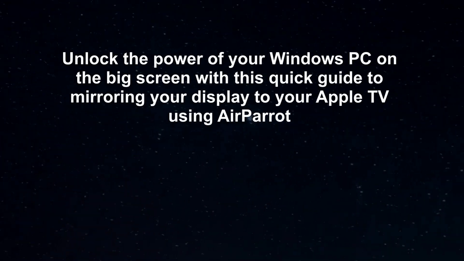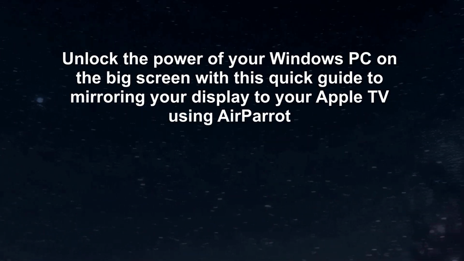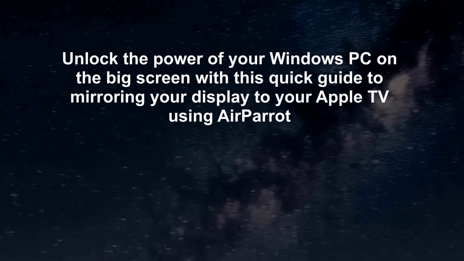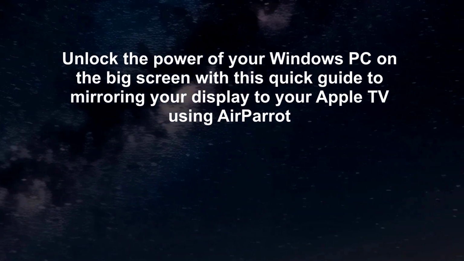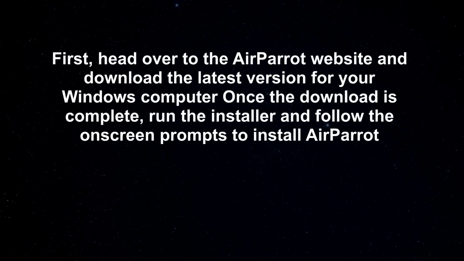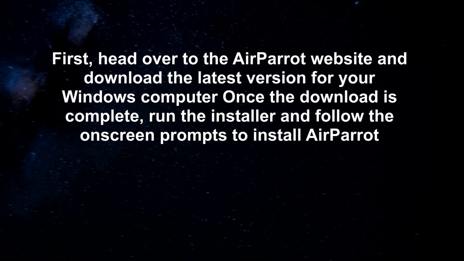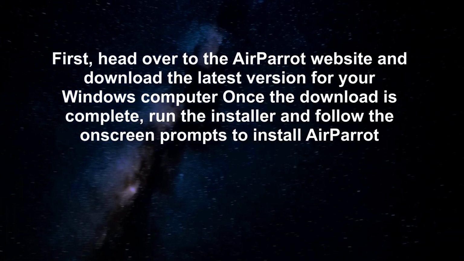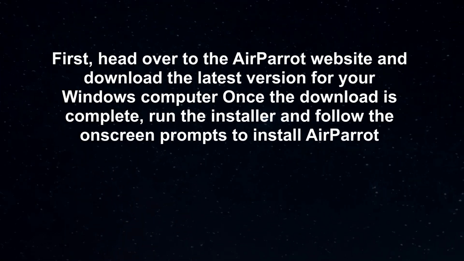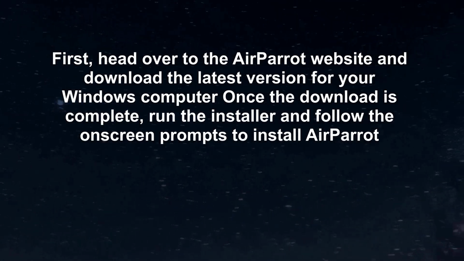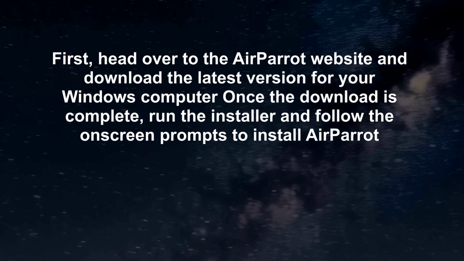Unlock the power of your Windows PC on the big screen with this quick guide to mirroring your display to your Apple TV using Airparrot. First, head over to the Airparrot website and download the latest version for your Windows computer. Once the download is complete, run the installer and follow the on-screen prompts to install Airparrot.